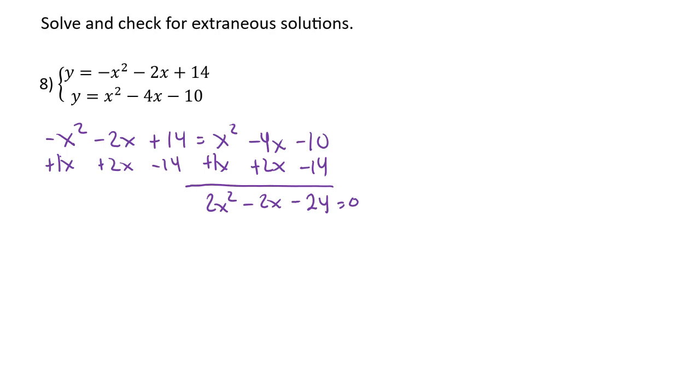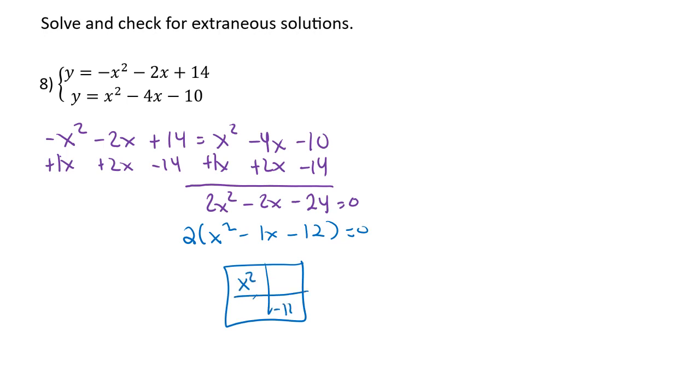This time I noticed 2, 2, and 24, they have a greatest common factor of 2. Now I can go ahead and factor with my box. The numbers should be pretty easy this time. Two numbers that are going to multiply to be negative 12, but combined to be negative 1. Negative 4x and 3x would work. So x, 3, negative 4. So we have x minus 4, x plus 3.